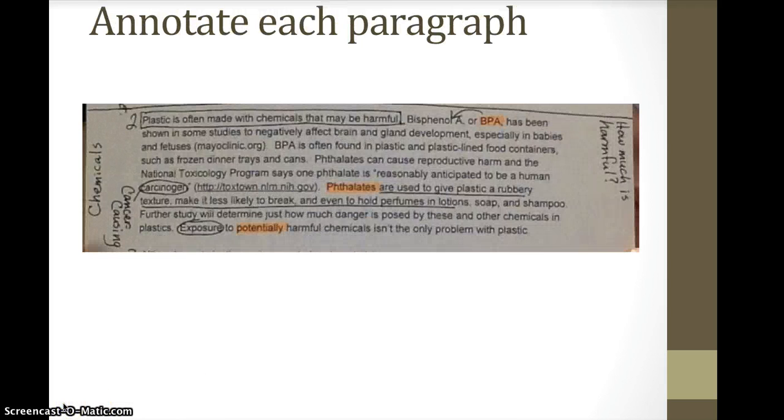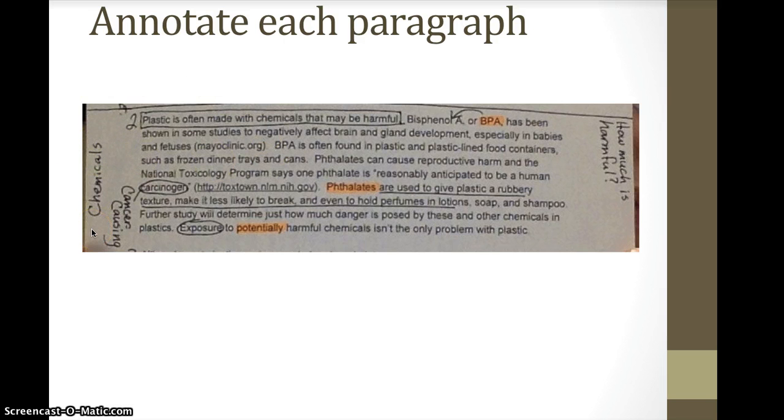Then you're going to annotate. Annotating is often the part that students struggle with the most. So we're going to talk about how you annotate one paragraph, and we're going to look very specifically at paragraph 2. You annotate by writing different things on each margin. The margin is that white space on the side.